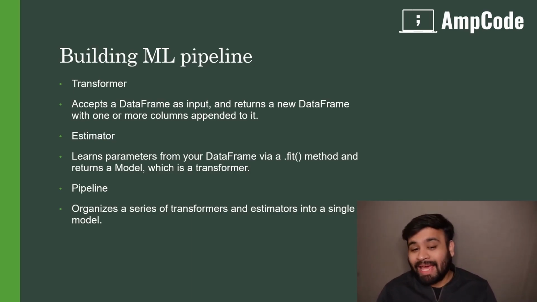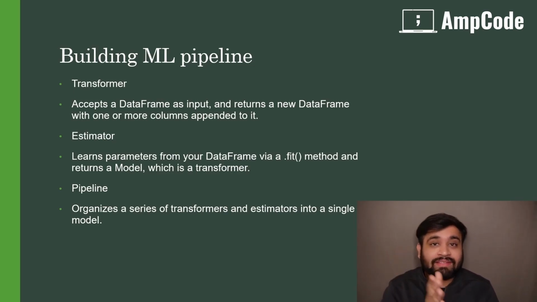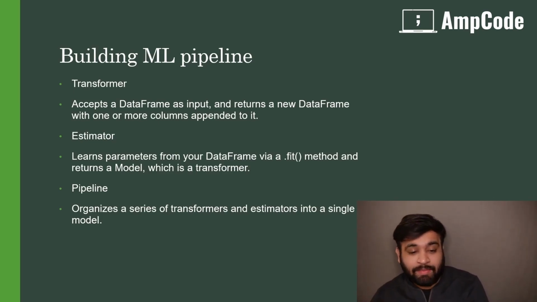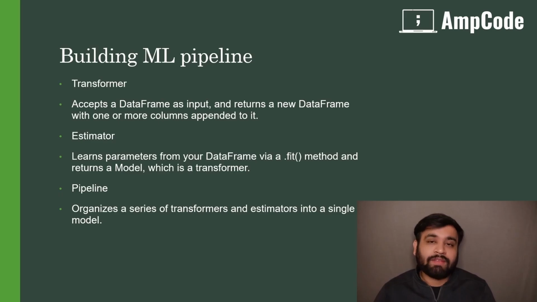The next one is the estimator. It learns the parameters from your data frame via the .fit method, and it will return a model, which is nothing but a transformer. And pipeline, as you already know, organizes a series of tasks into a single model, and the tasks are nothing but the transformers as well as the estimators. So without wasting any time, let's build our model using the MLlib library.